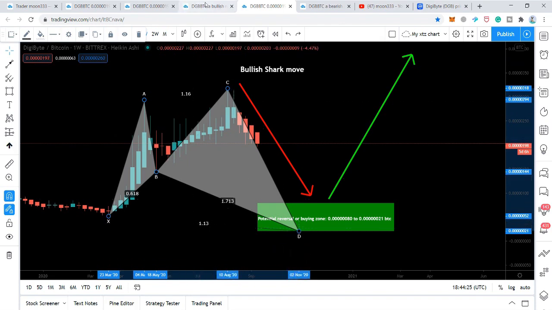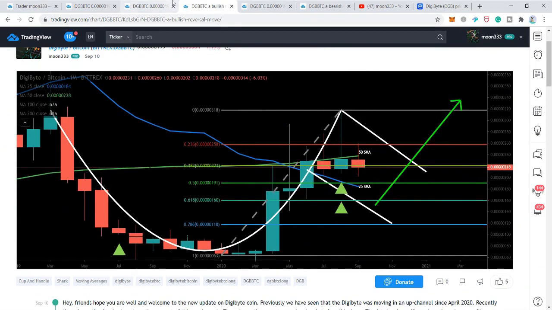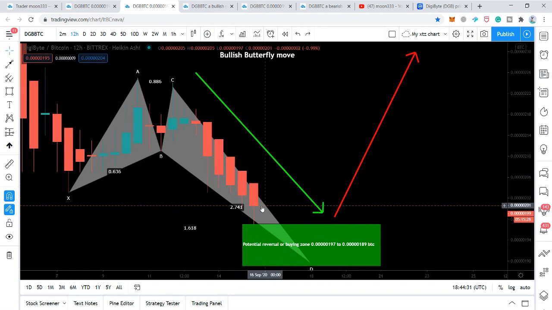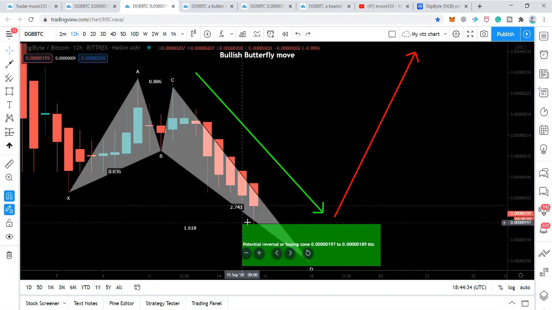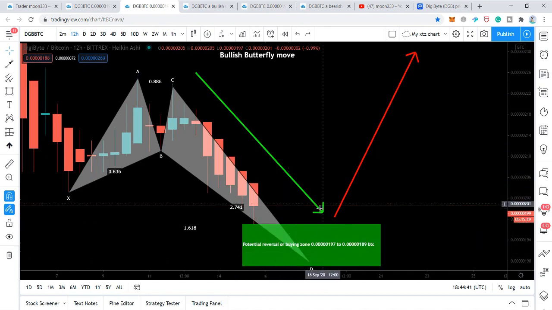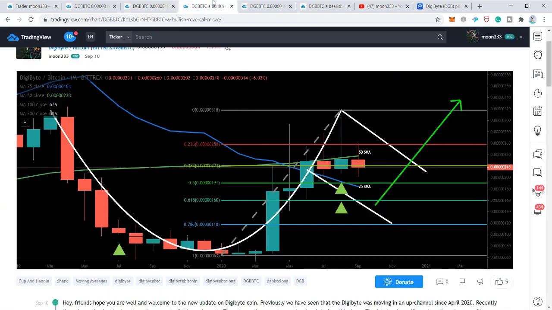I'm in favor of this cup and handle formation because we also have on this smaller time period chart the formation of this bullish butterfly pattern, and the price action has already entered in this potential reversal zone. For example, if this potential reversal zone works and the price action moves up from here, then we can expect that this cup and handle formation will be executed successfully, and the price action will move up from here, and it can reach up to this level to break out this 318 Satoshis resistance of the cup level.